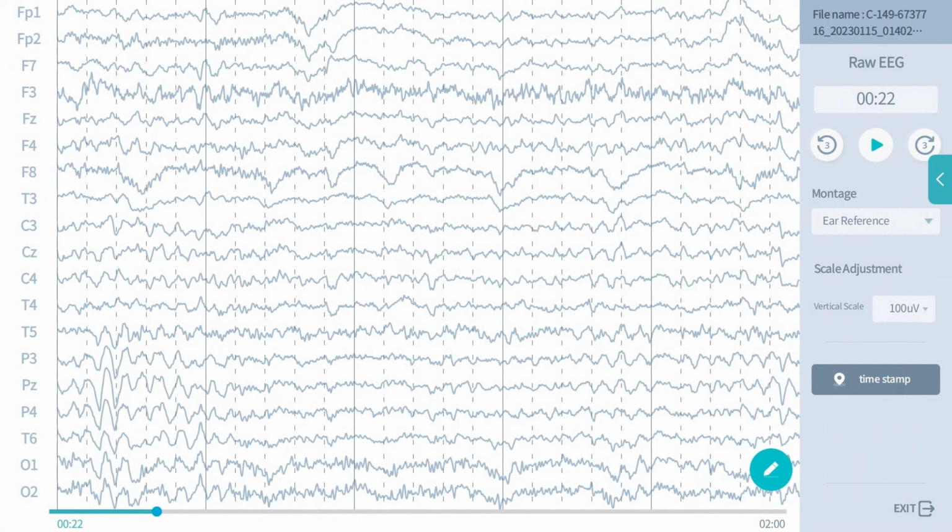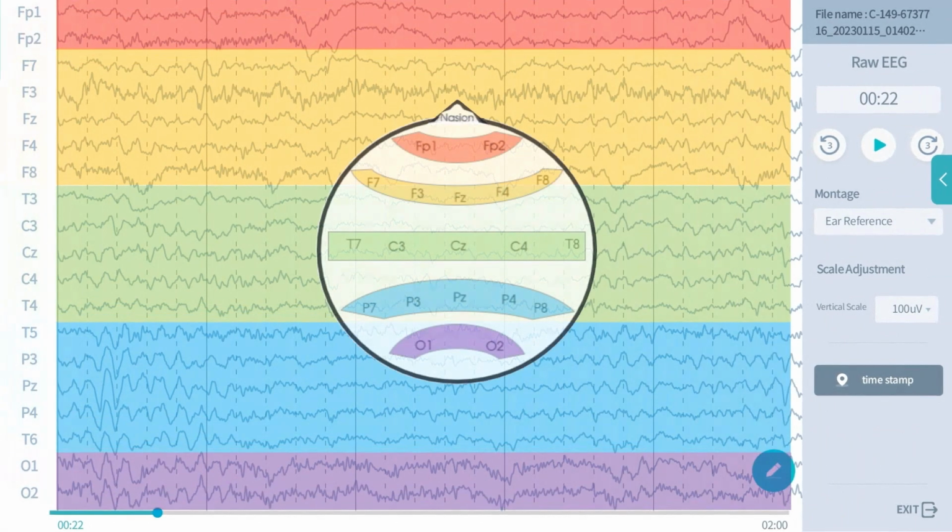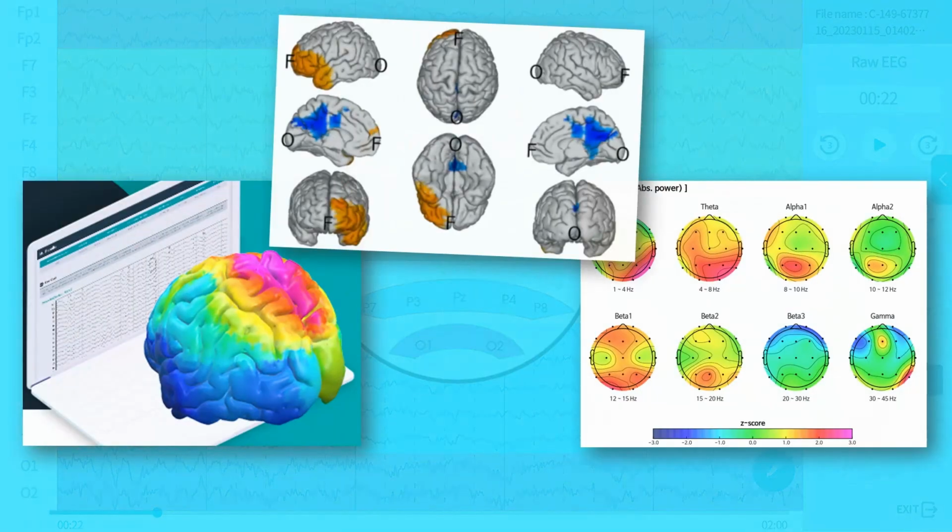EEG stands for electroencephalography, and you may have seen some squiggly lines like this if you've gotten an EEG scan before. Each one of these lines corresponds with a different electrode placed on the scalp that is actually able to read the neuronal activity, those neurons firing in your brain on the surface, and then magnify that so we can actually analyze those results.